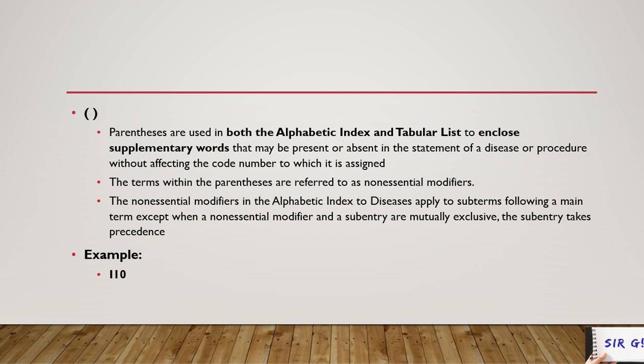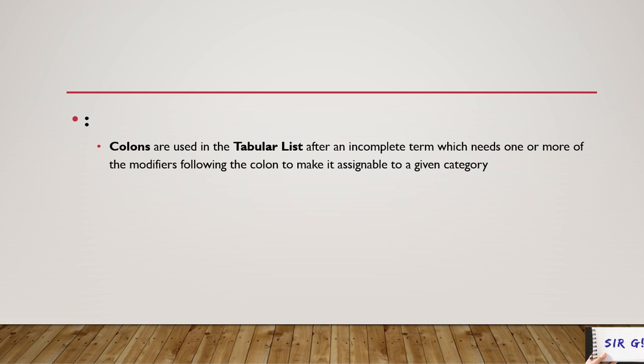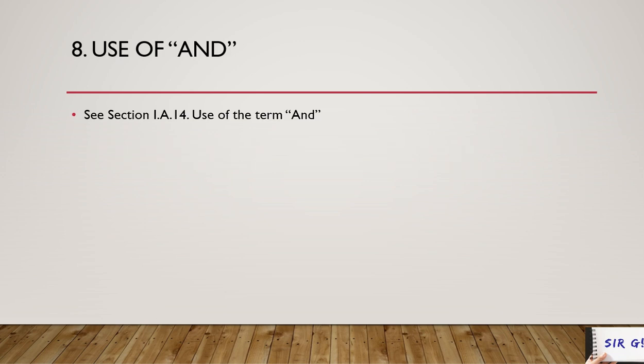Next one, you have your close and open parentheses. They are commonly used in both your alphabetic index and tabular list, with the same use, so just highlight your guideline. The words enclosed within the parentheses are also known as supplementary words, or these may represent statements of the procedure without affecting the code number to which it is assigned. A common example, please go ahead and check your ICD-10. There are certain terms there like malignant hypertension, benign hypertension, arterial hypertension, enclosed with parentheses. Colons are used in the tabular list after an incomplete term.